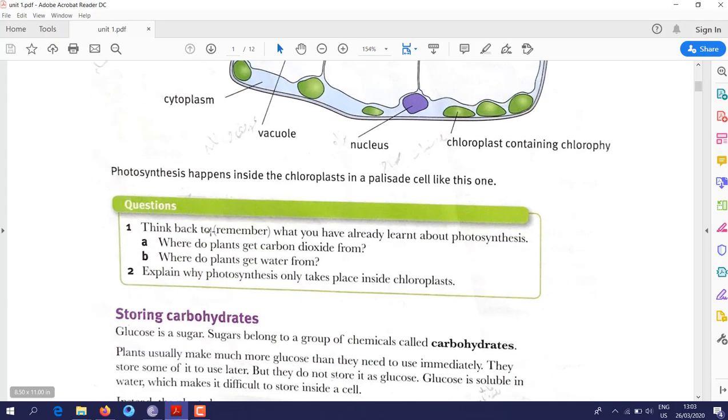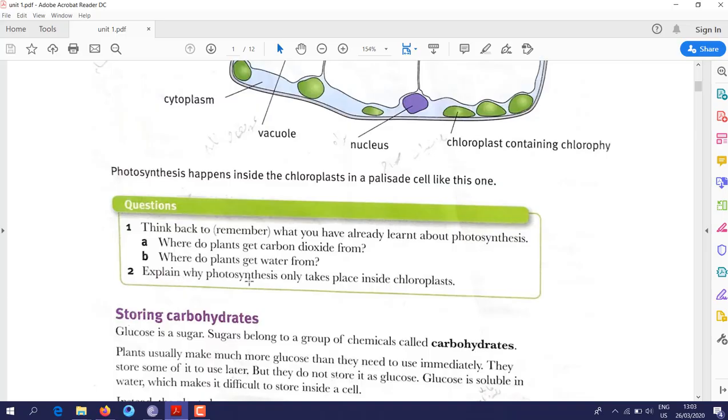Then, some questions. Think back to, or remember, what you have already learned about photosynthesis, about what we just explained. A. Where do plants get carbon dioxide from? What do you think? From where will plants get the carbon dioxide? From the atmosphere. Correct. B. Where do plants get water from? As we know, plants get water from the soil.